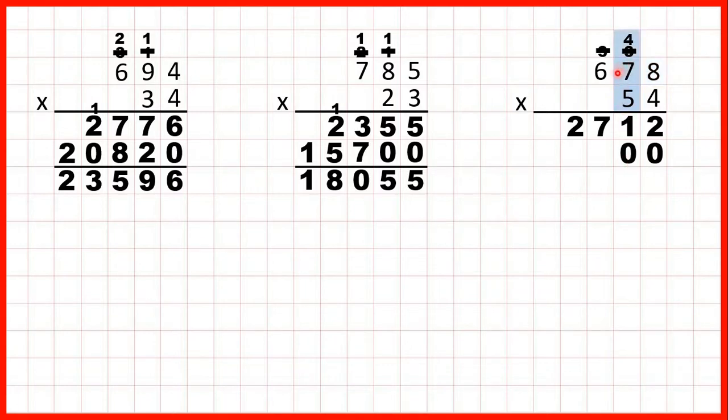So now 7 times 5 is 35, plus 4 is 39, so 3, 9. 6 times 5 is 30, plus 3 is 33. So now we just add up our answer lines, and that gives us 36,612.